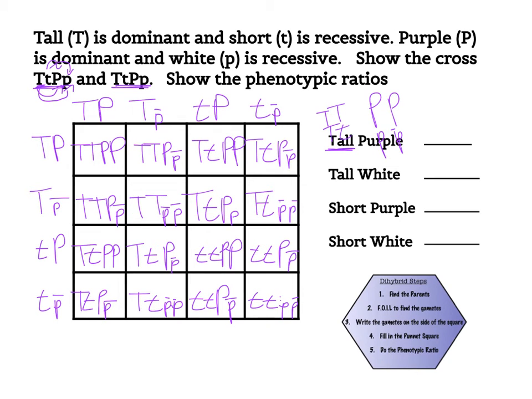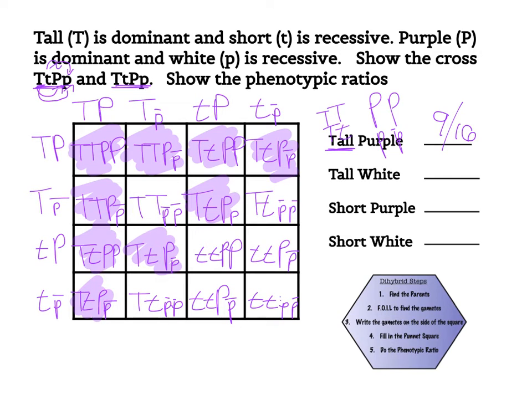So how many of those do I have? I have 1, 2, 3, 4, 5, 6, 7, 8, 9. So 9 out of 16 are tall and purple.